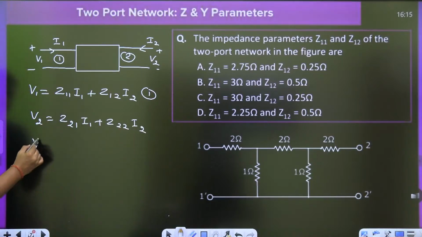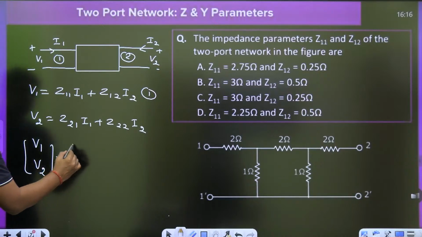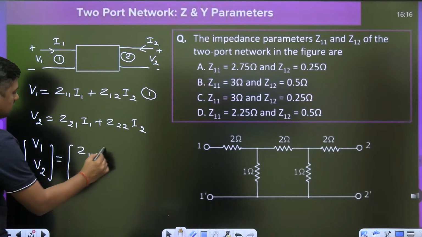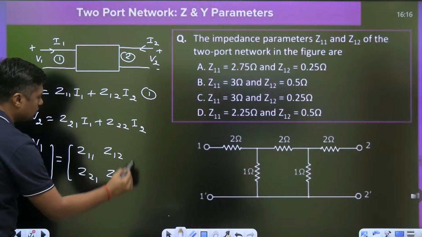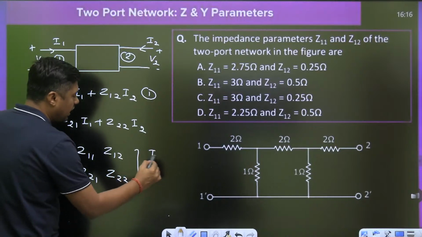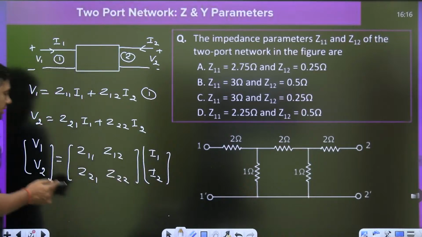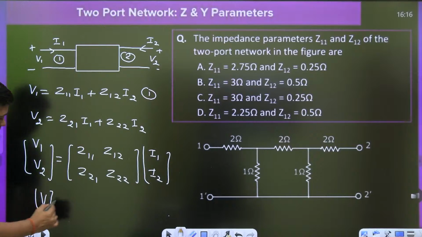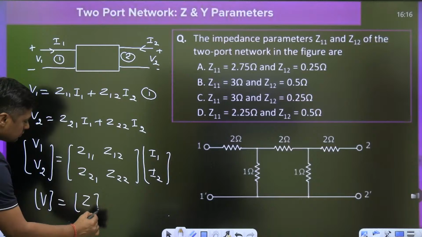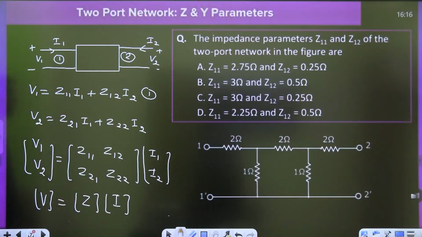Then it is represented by V1 V2 is equal to Z11 Z12 Z21 Z22 times I1 I2. I1 and I2 are called independent variables and V1 and V2 are called dependent variables, and that is called the Z matrix. This is the Z matrix, a 2 by 2 matrix.